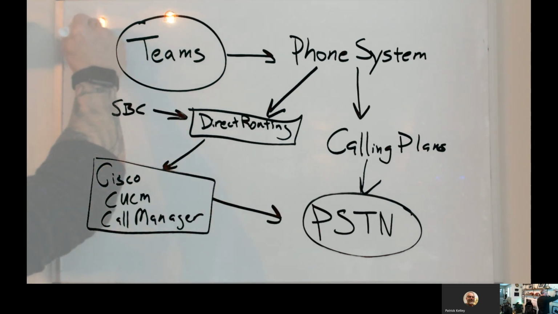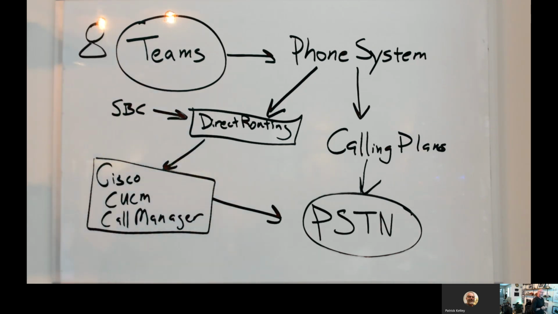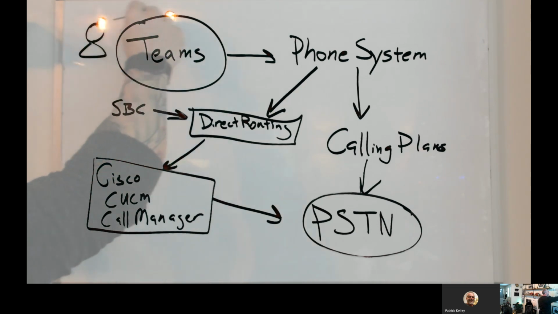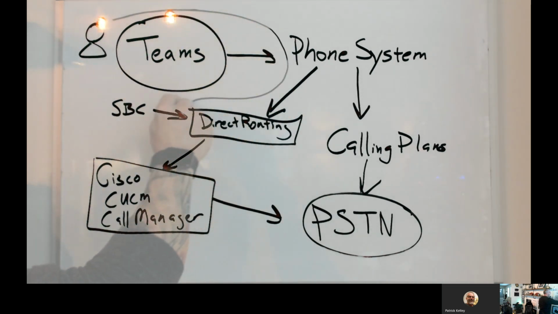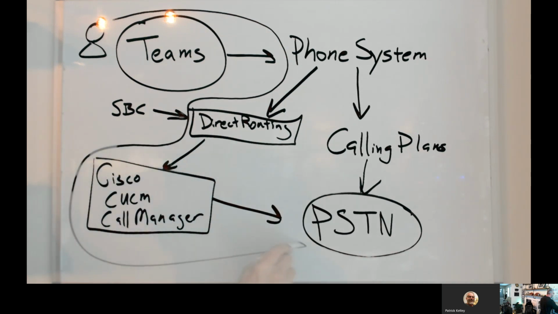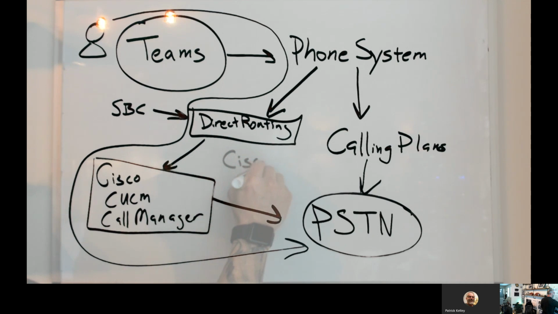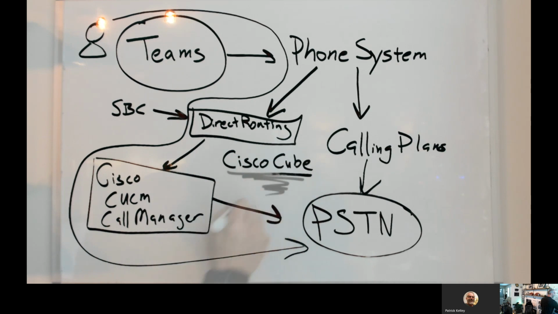So when your Teams client picks up their phone, opens their handset, that dial tone goes through the phone system, goes through direct routing, goes through Call Manager, goes through the PSTN, and comes from here. This direct routing device, announced at Ignite, is now going to be a Cisco CUBE. There are obviously multiple vendors that make this device, but in the world of Cisco, the Cisco CUBE is now going to be a certified direct routing SBC.